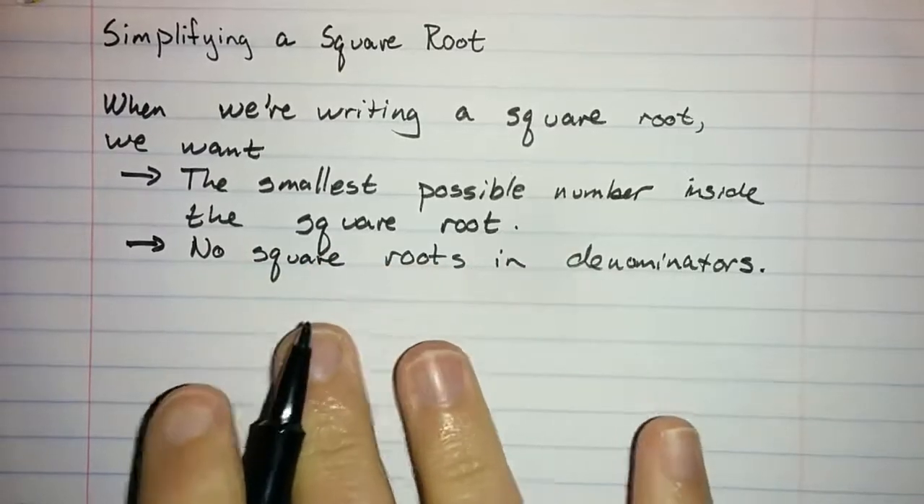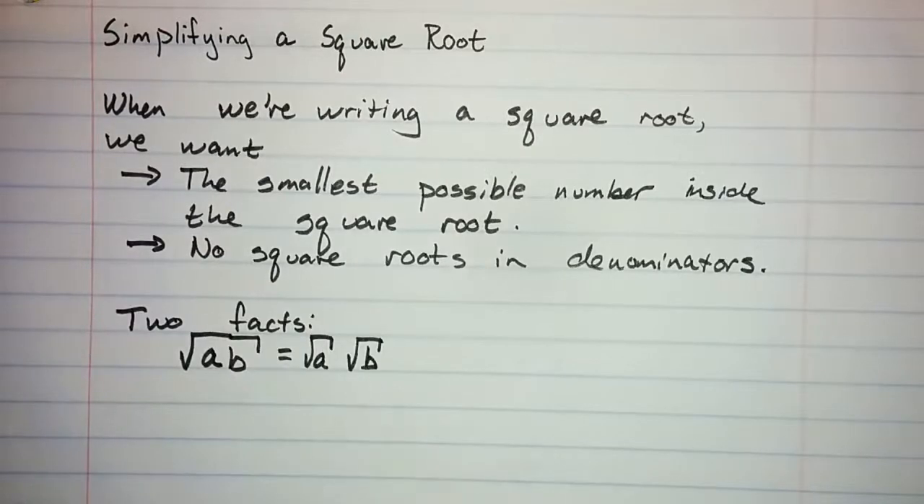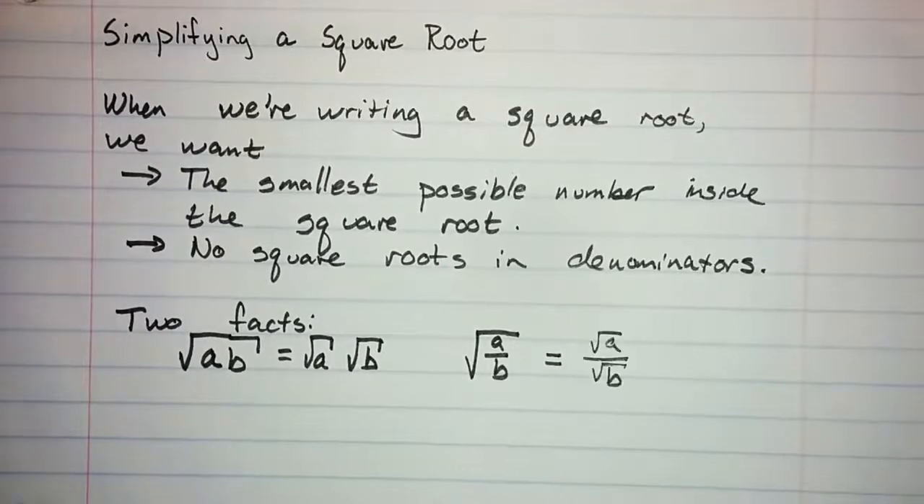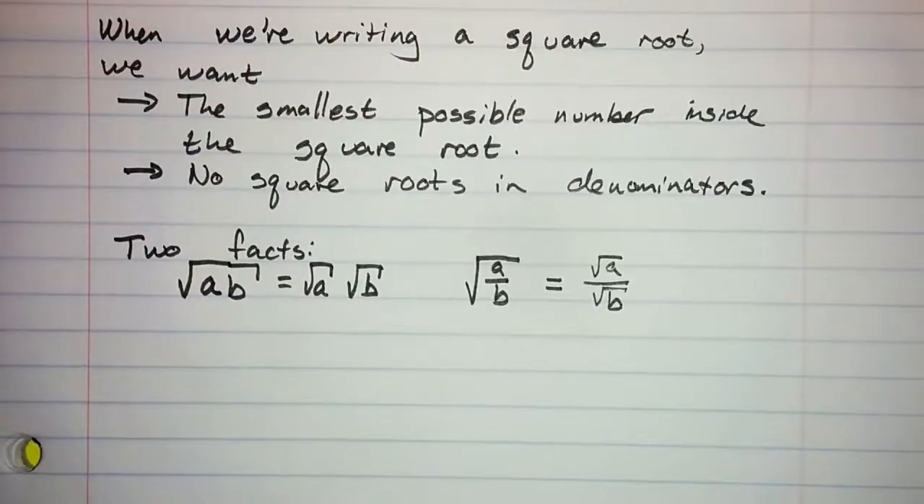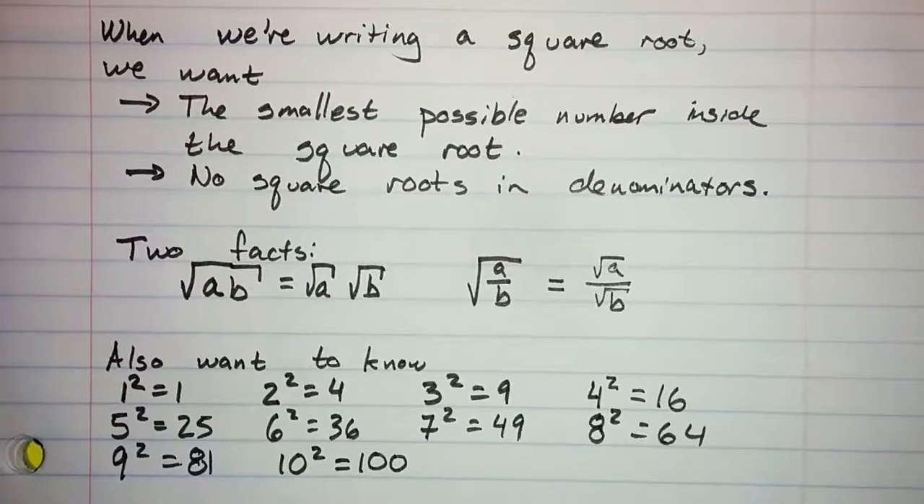And in order to accomplish this, we're going to use two facts. The square root of a product is the product of the square roots, and the square root of a fraction is the fraction of the square roots. We may also want to have on our hands a reference to the first 10 or so perfect squares. If you know all of these, you know enough to simplify every square root we're going to ask you to simplify here. We'll meet more sophisticated techniques for accomplishing this later on.